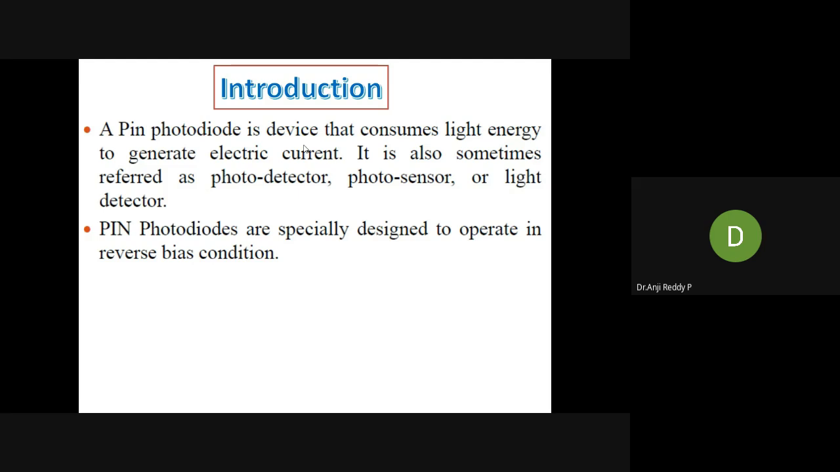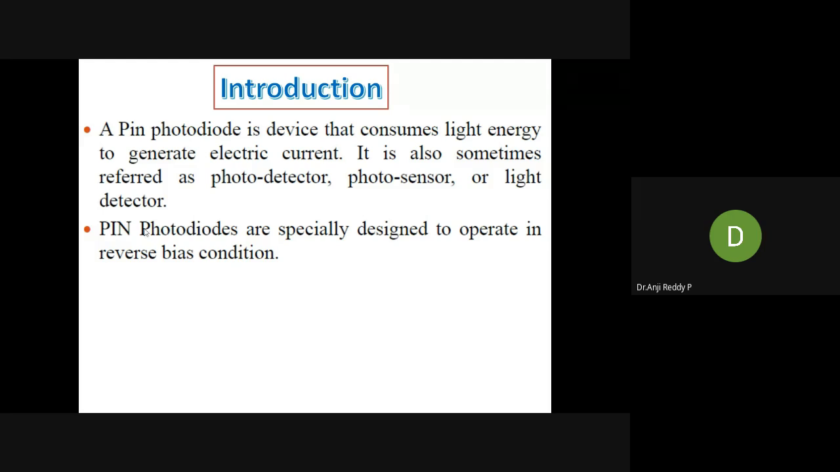Why we have to connect that way, I will explain. See, the meaning of pin: P means P type, N means N type, I means intrinsic semiconductor. Actually, in an ordinary PN junction diode we have only P and N regions. At the junction we have the depletion layer. But here, at the junction, we have the intrinsic semiconductor. If you use this intrinsic semiconductor at the junction, then the width of the depletion layer will be very large.